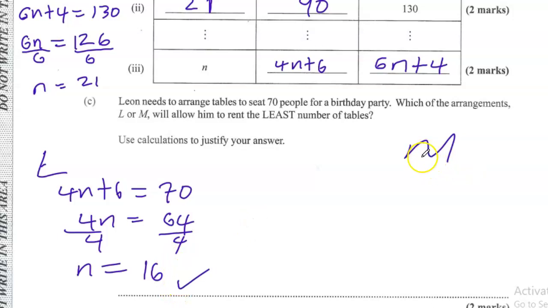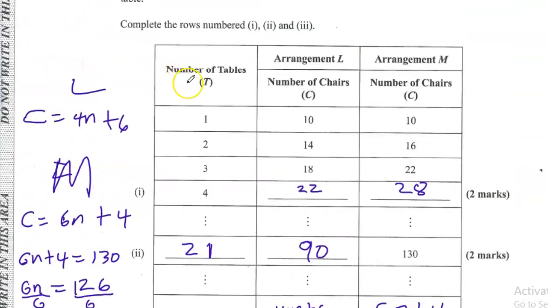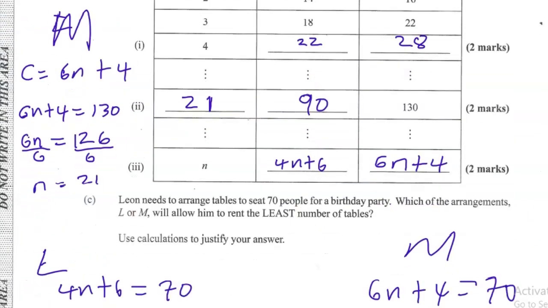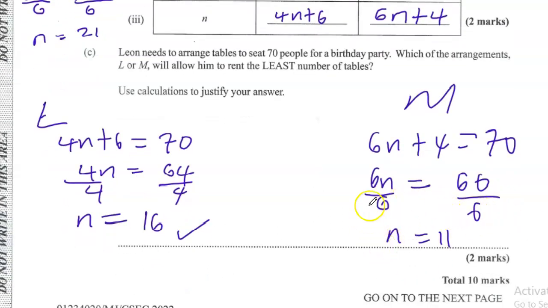If he uses arrangement M, so 6n plus 4, equate that to 70. Subtract 4 from both sides. So 70 minus 4, that's 66. Divide both sides by 6. N is equal to 11. And remember from the table, n represents the number of tables. Which arrangement would allow him to use the least number of tables? That would be arrangement M. So the answer would be M.